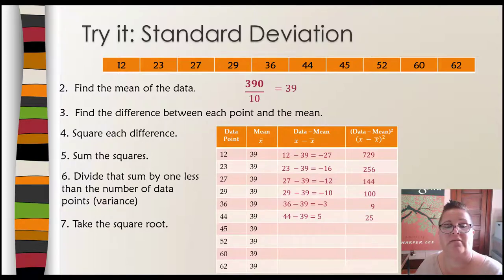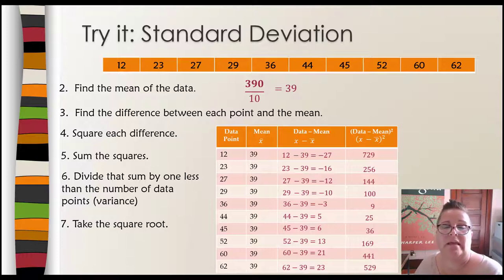Squared is 25. 45 minus 39 is 6. Squared is 36. Then we've got 52 minus 39, that's 13, squared is 169. 60 minus 39 is 21, squared is 441. 62 minus 39 is 23, 23 squared is 529. Notice all of this last column is positive because whether it's a negative and you square it or a positive and you square it, that should always end up to be a positive number.